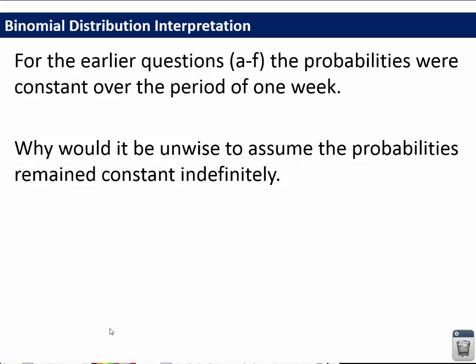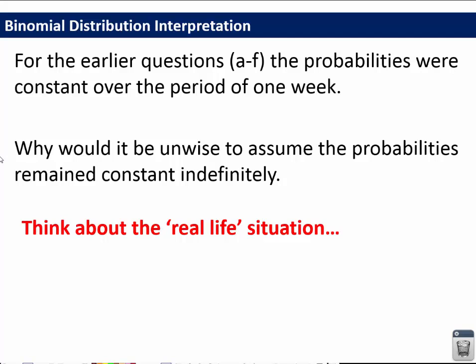For this final part of the question, let's look at interpretation. Interpretation is really the area where you're going to get the very high marks, getting B grade students up to A and A star. For the earlier questions, A to F, the probabilities were constant over a period of 1 week. Why would it be unwise to assume these probabilities remain constant indefinitely? Let's think about the real life situation.